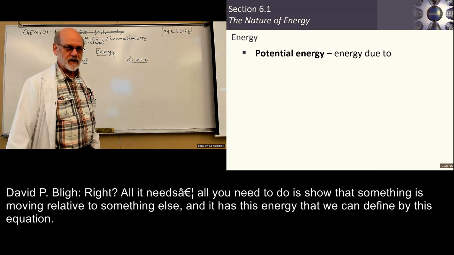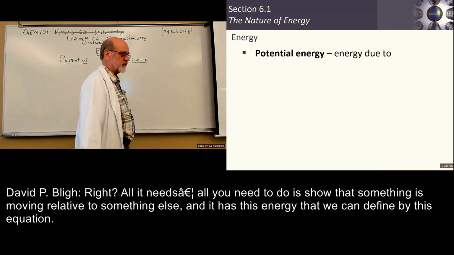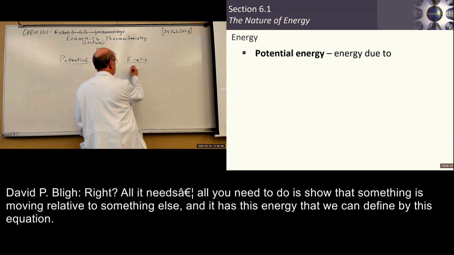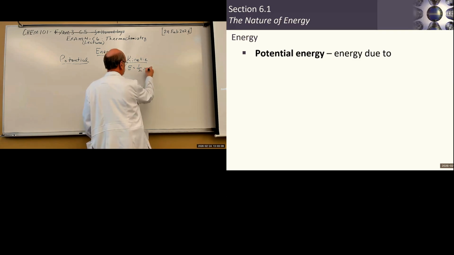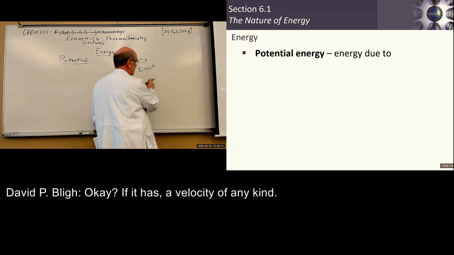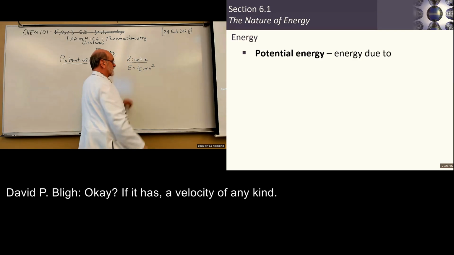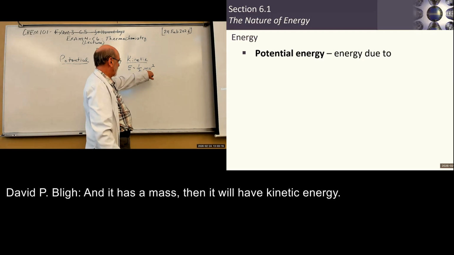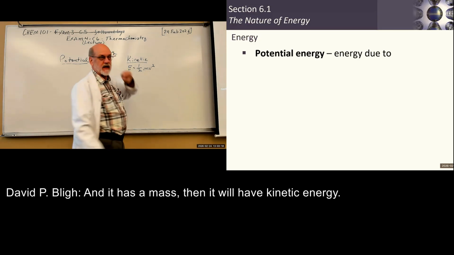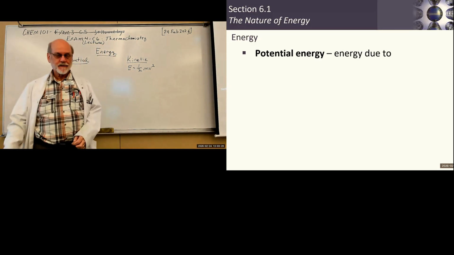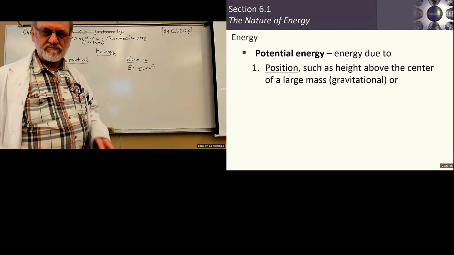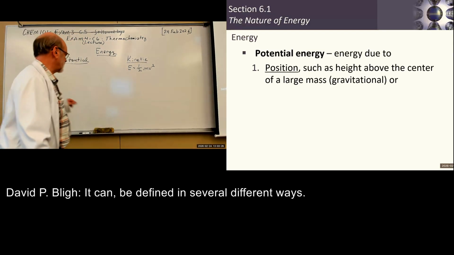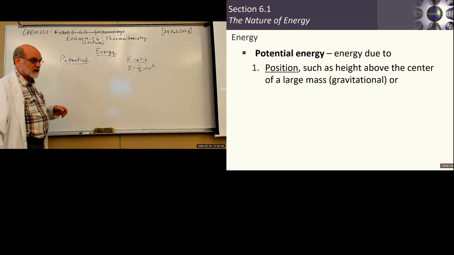All you need to do is show that something is moving relative to something else, and it has this energy that we can define by this equation. If it has a velocity of any kind and it has a mass, then it will have kinetic energy. Potential energy, on the other hand, can be defined in several different ways.